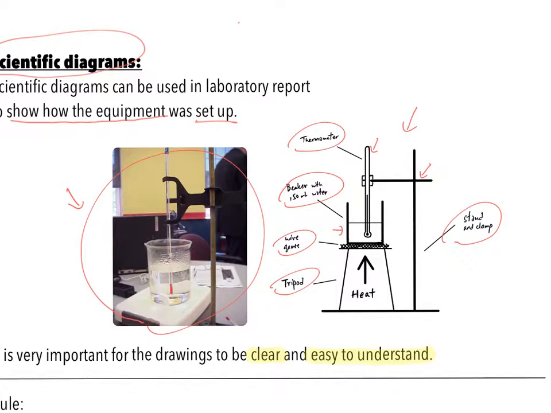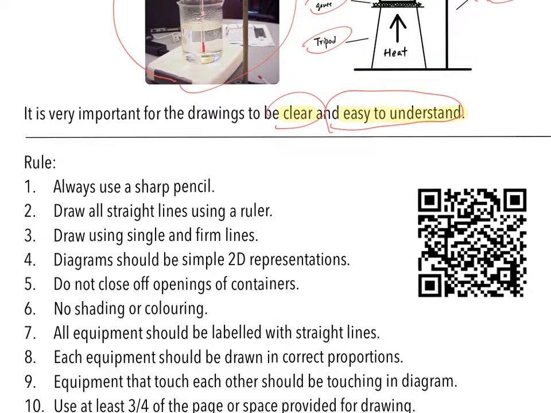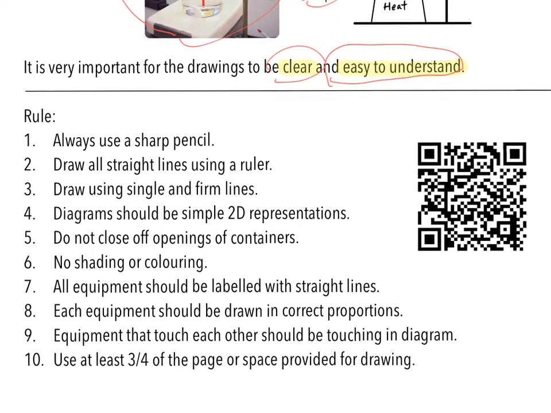Right now we have some rules that we have to follow if we are going to draw a clear and easy to understand diagram. It's very important that the diagram is clear and easy to understand. Here are some rules you have to pay attention to. Although I have a QR code here, which shows a very good PowerPoint slide, so I try not to make another one.